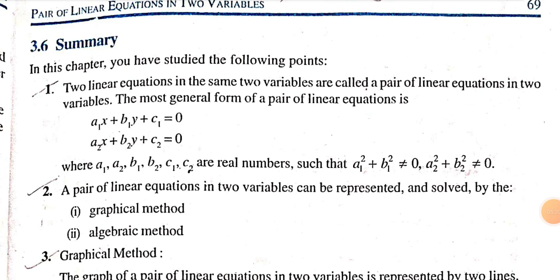Chapter 3. Pair of linear equations in two variables. 3.6 Summary. In this chapter, you have studied the following points. 1. Two linear equations in the same two variables are called a pair of linear equations in two variables. The most general form of a pair of linear equations is a1x plus b1y plus c1 is equal to 0, a2x plus b2y plus c2 is equal to 0, where a1, a2, b1, b2, c1, c2 are real numbers such that a1 square plus b1 square is not equal to 0, a2 square plus b2 square is not equal to 0.